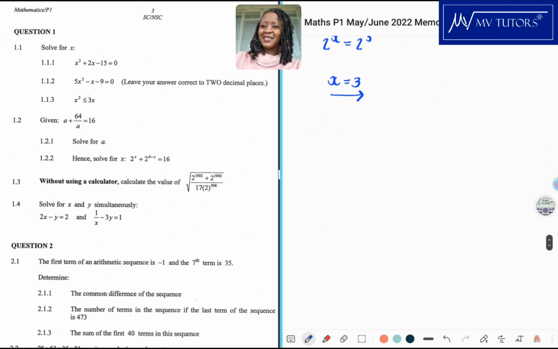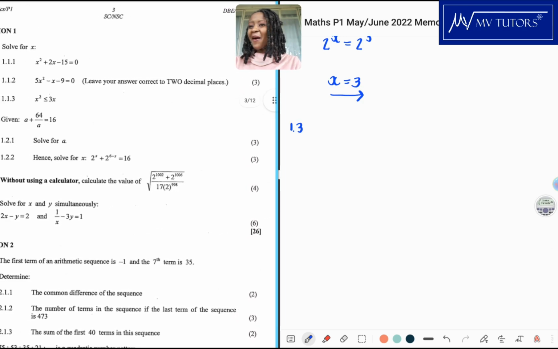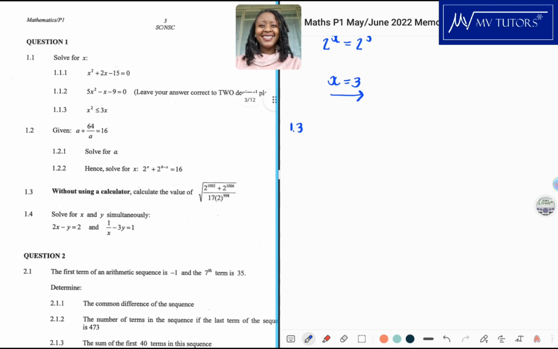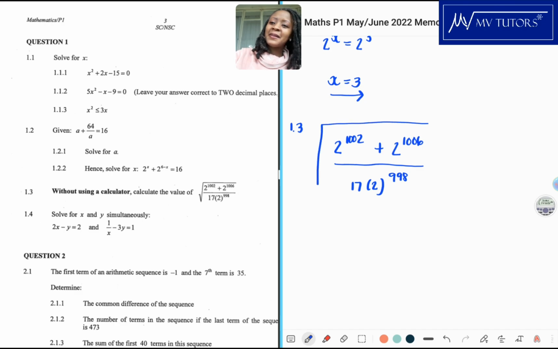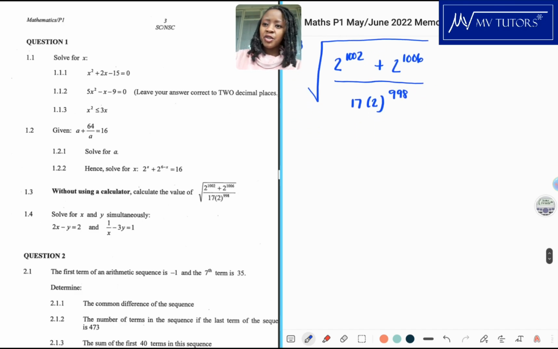And now we get to 1.3. Are we almost done with question 1? Kinda. We are. The marks say we're still a long way from finishing. It says, without using a calculator, calculate the value of that big sum. So we have 2 to the power 1002 plus 2 to the power 1006. I know most people have trouble with these questions because it's like, my goodness, we have such big exponents. Why are they doing this to us? But please do not fear when you see such questions.